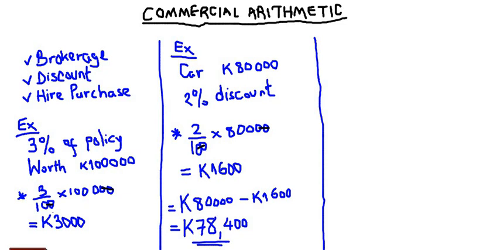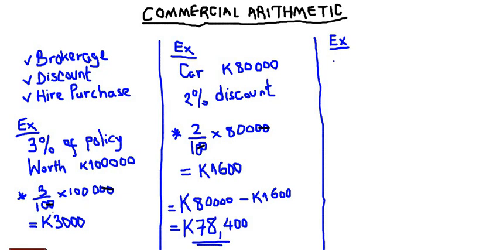Then hire purchase is a way of buying an item by paying a particular deposit of its cost and then paying the balance in installments. Normally what happens is that the actual price in terms of cash payment of a given item will be lower than the hire purchase price, because the hire purchase price attracts an element of interest on the price.